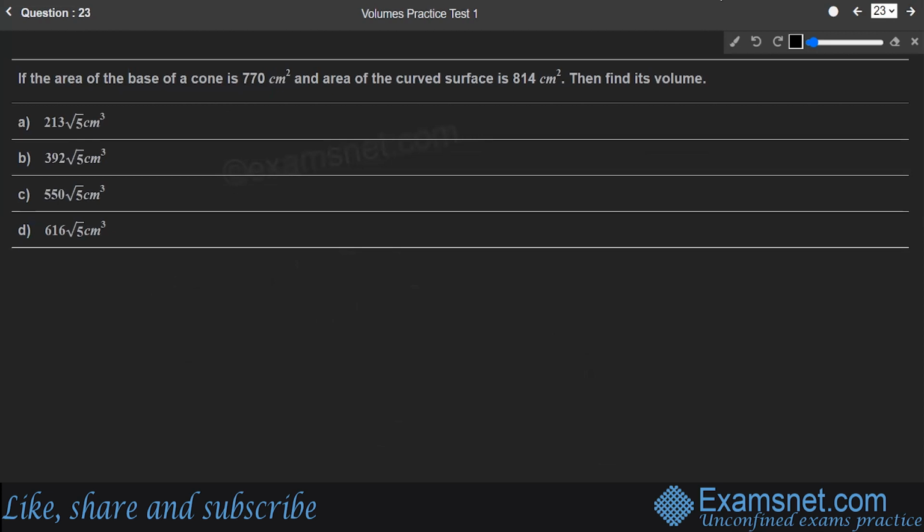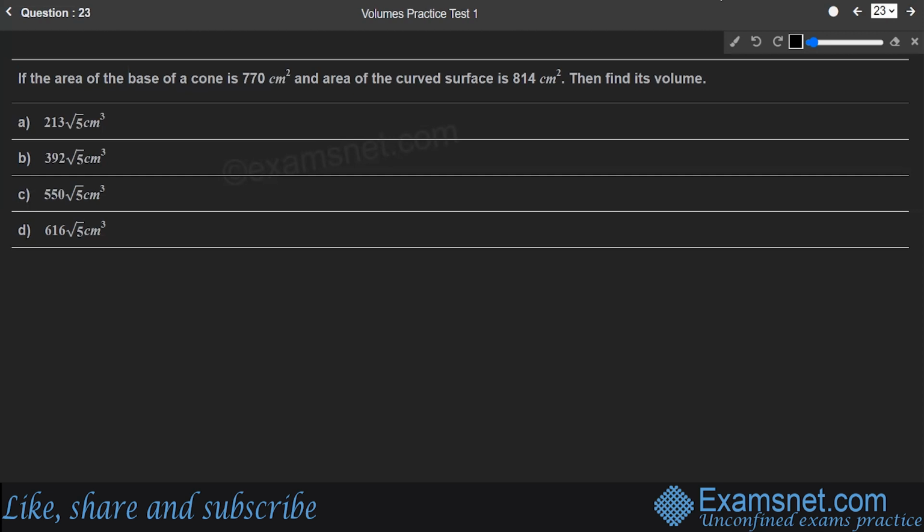Now, in the next question, he says, if the area of the base of the cone is 770 centimeter square. Okay, so the cone has got a base. The base of the cone is always circular. So that's what he talks about. The area of the base of the cone is 770 centimeter square, and the area of the curved surface is 814 centimeter square. So we can always compare them and get the values.